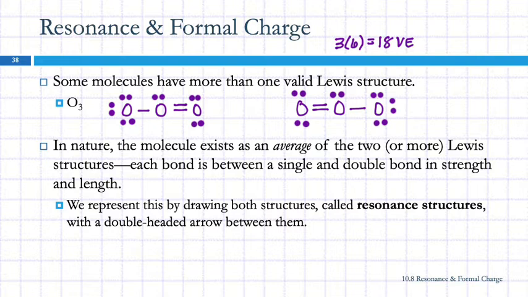So which one is right? Well, kind of both and kind of neither. The molecule actually exists as an average of these 2. When we look at bond lengths, we observe that the bond length between both oxygens is the same. There isn't a short one and a long one. They're the same length. So they're between a single and double bond, both in length and in strength.